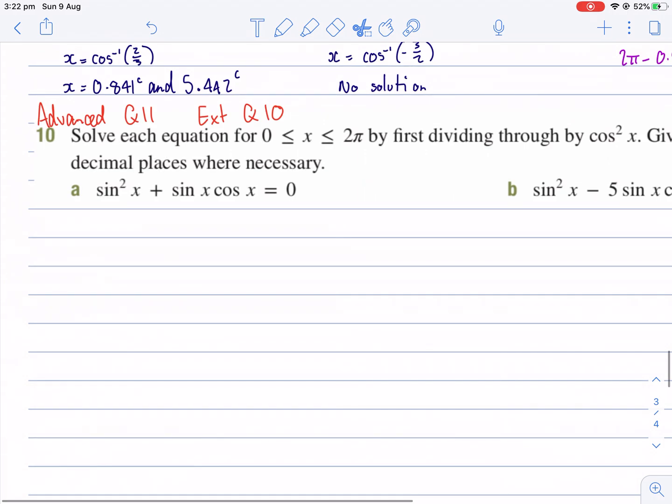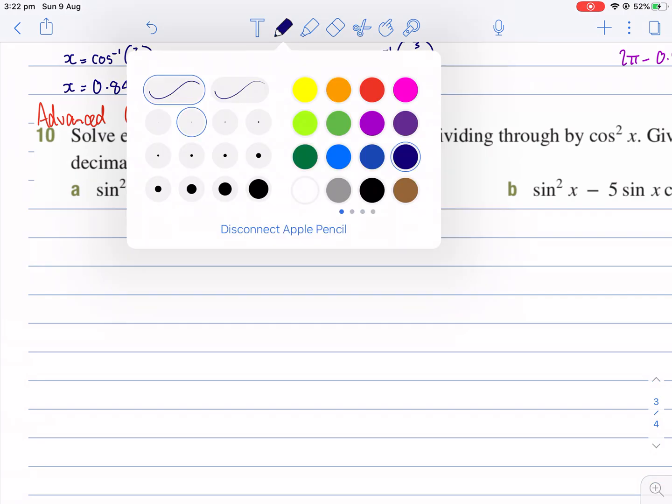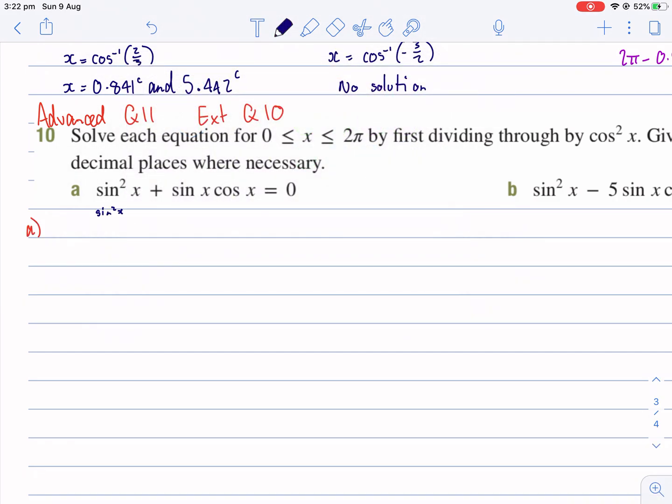It's question 11 for advanced, so this is in challenge. It's question 10 for extension. And we're going to divide through by cos squared x. I'm going to show you what happens when we do the first one. So we'll have sine squared x over cos squared x plus sine x cos x over cos squared x equals 0 over cos squared x, which means this becomes tan squared x, because remember sine over cos is tan. This one, we've got the cos in one of these, so we've got tan x. And this one is 0.